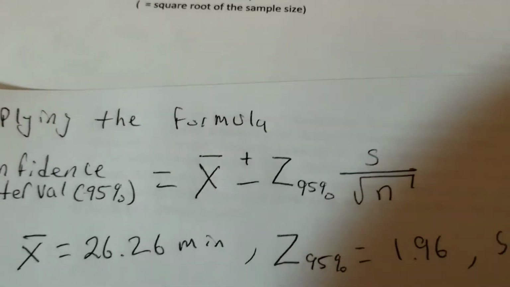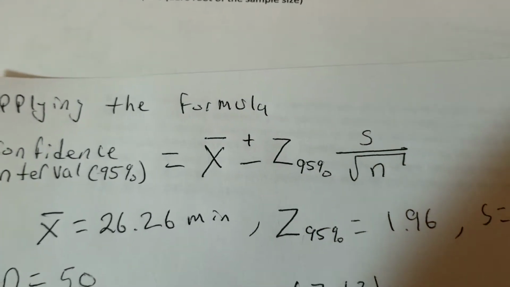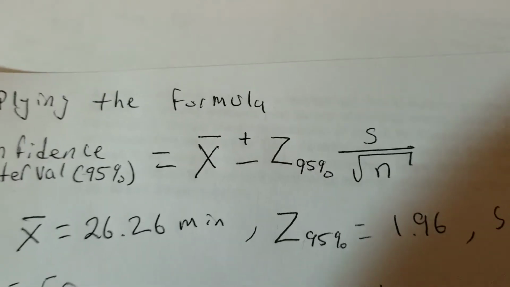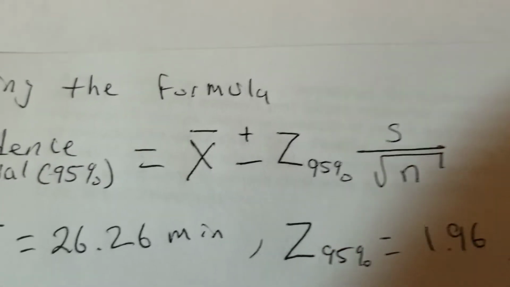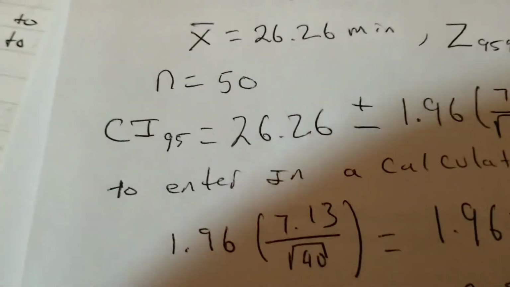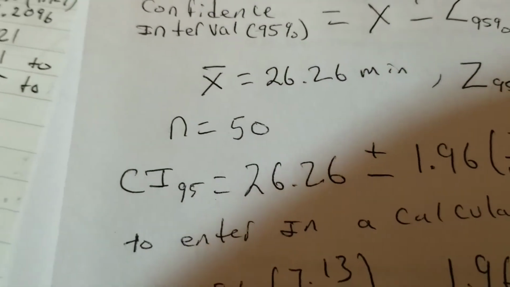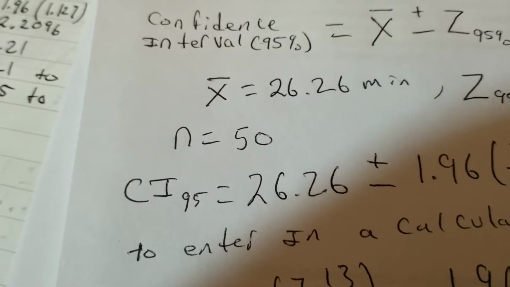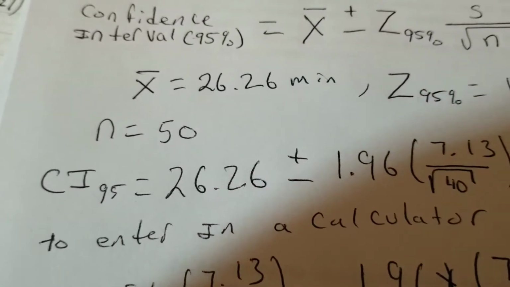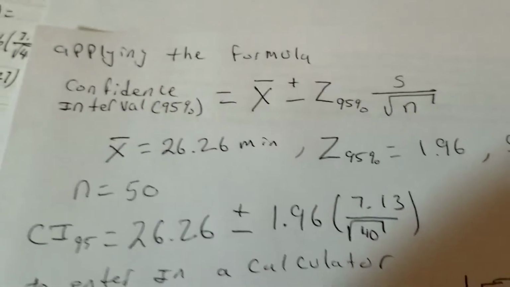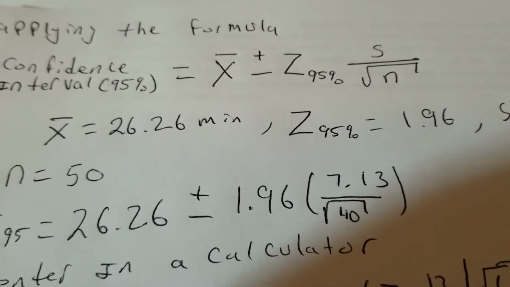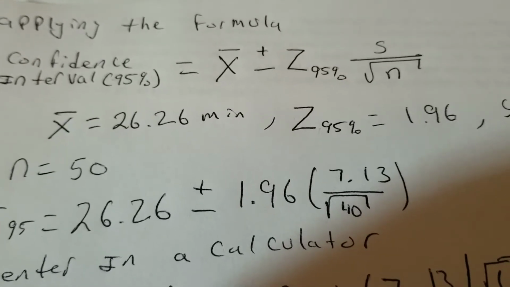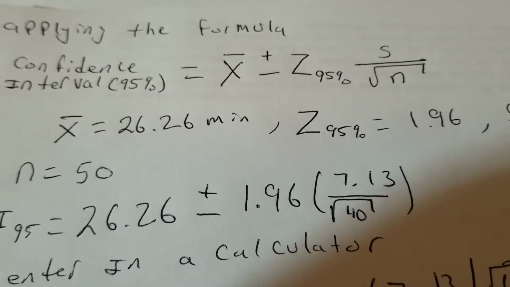Now it's called a confidence interval because interval means that it's between two numbers. That's why we have a plus or minus, because it's going to be either one number or another number. We're going to get to this in a little bit. So now my confidence interval for 95% is going to be equal to 26.26 plus and minus 1.96 multiplied by 7.13 divided by the square root of 50.